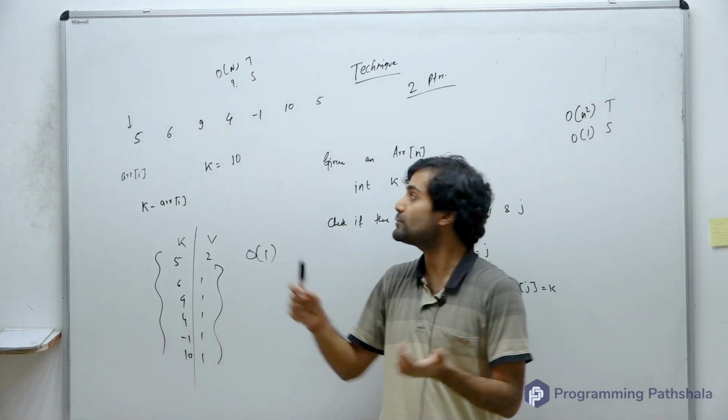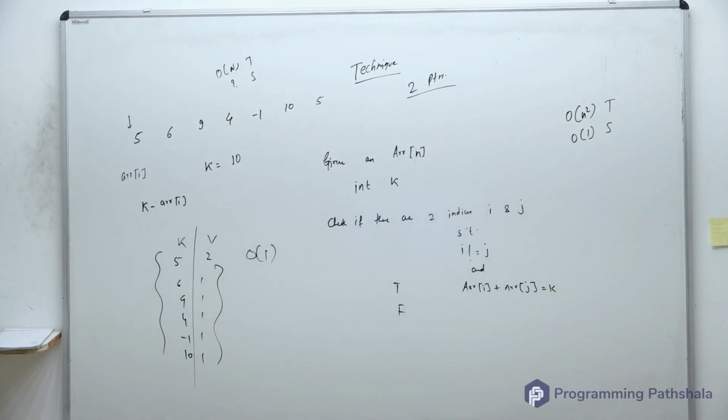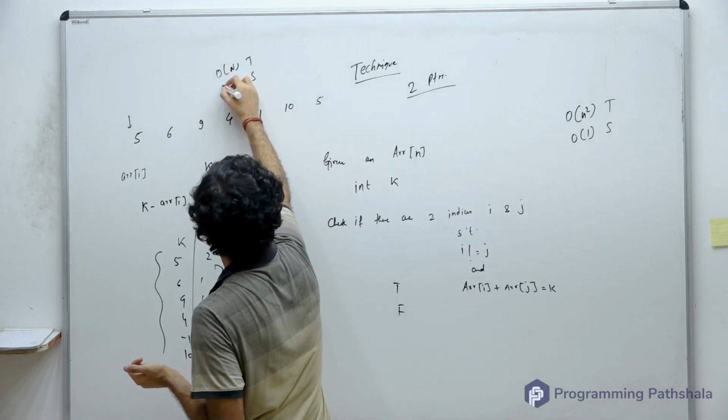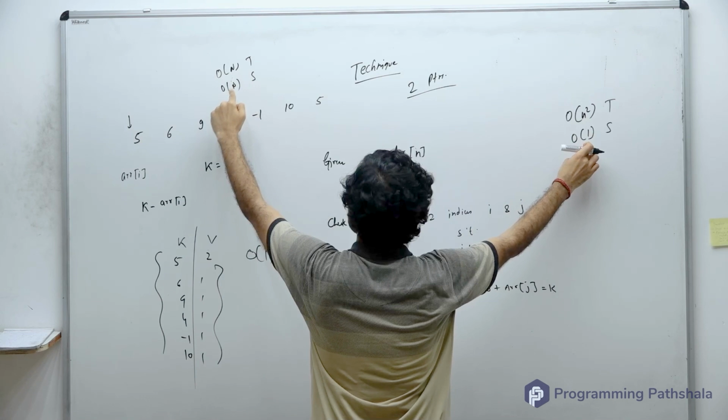But in the worst case, what can be the total number of distinct values? In the worst case, it can be n. So I always speak about complexity in the worst case. So in the worst case, it will be order of n. So when I tried to decrease the time, the space increased.